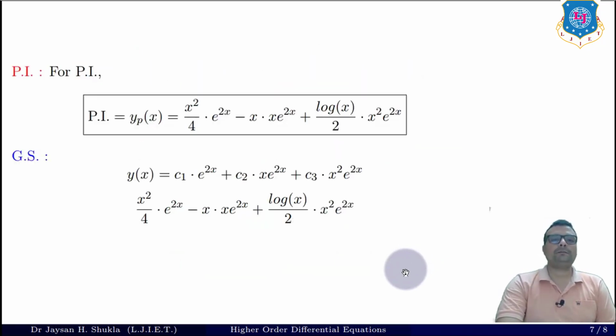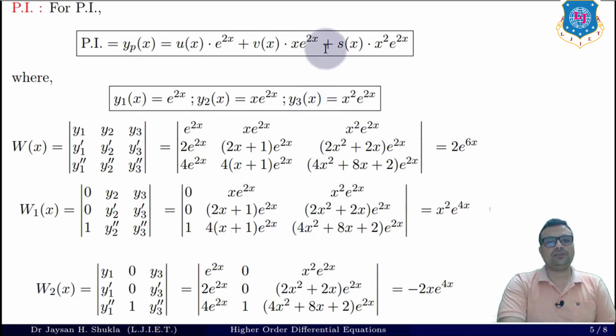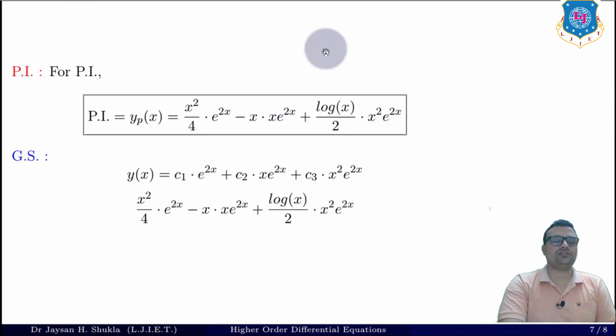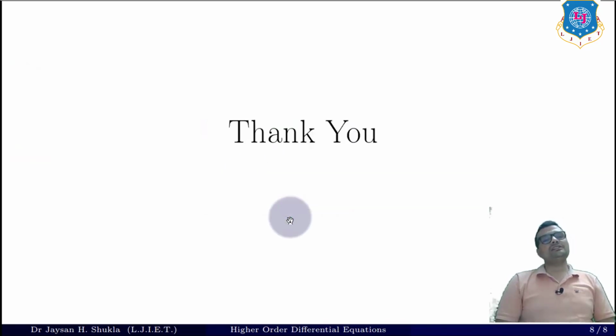Now taking these three values of u, v and s into this part of yp will generate the general solution. So it gives x square by 4 e raised to 2x minus x into x e raised to 2x plus log x by 2 into x squared e raised to 2x. Combining it with the complementary function will generate the final general solution. So I hope this part is also clear, how to use the method of variation of parameter in case of third order differential equation.